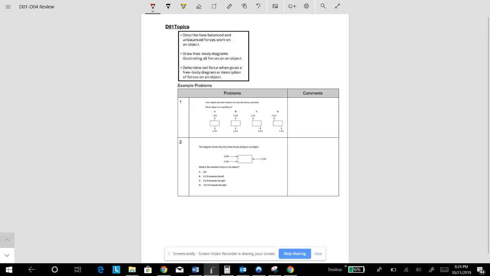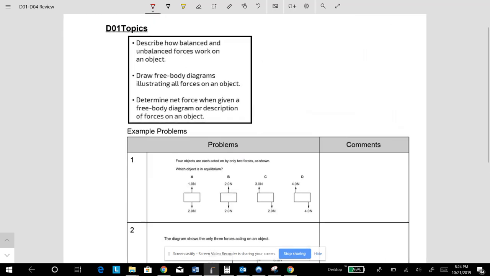Hi guys, so I'm going to go over the study guide that covers topics D01 through D04. I'm going to go over some of the objectives of each lesson and then some of the practice problems. So let's start with D01.